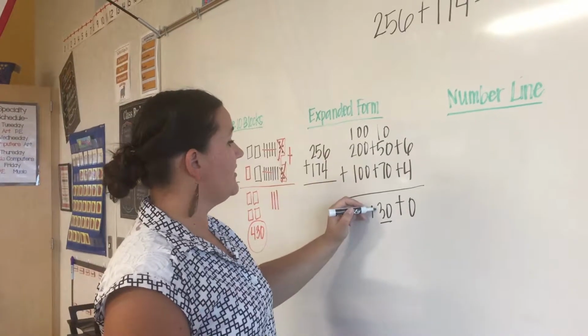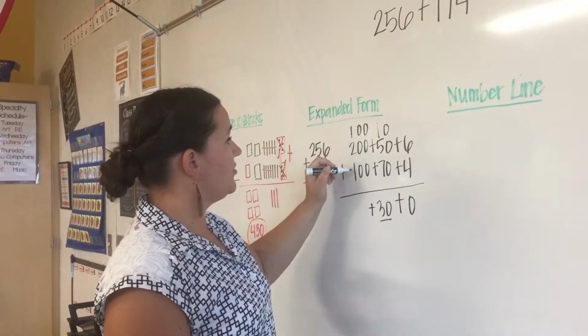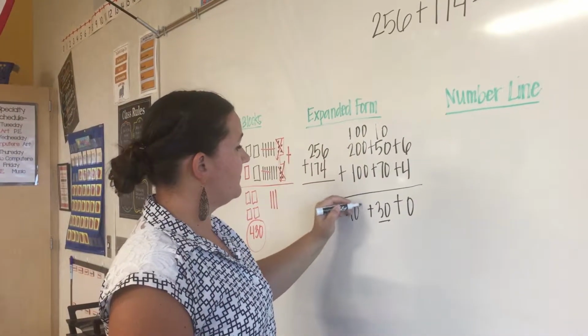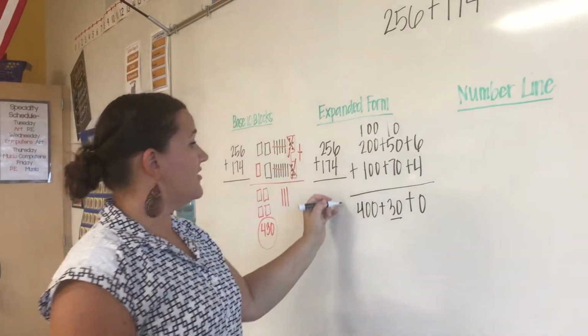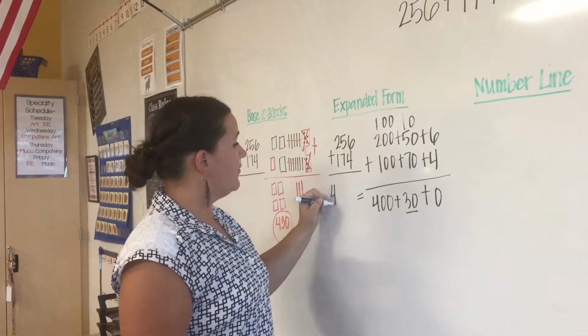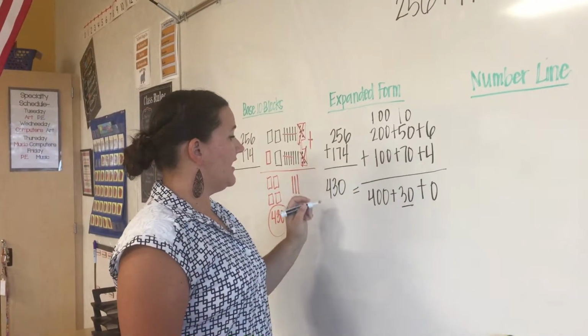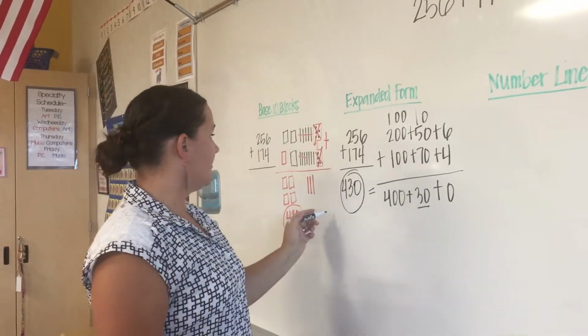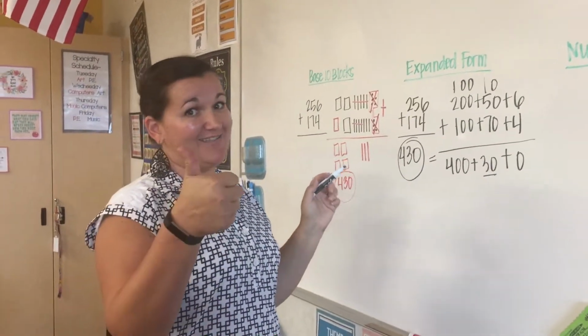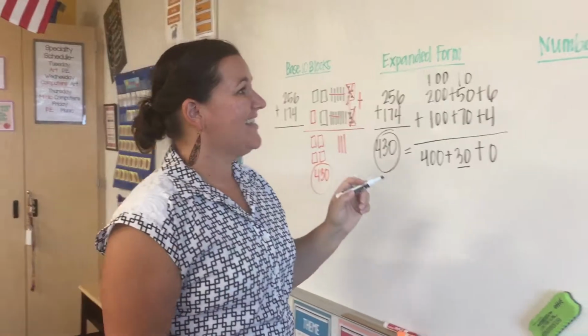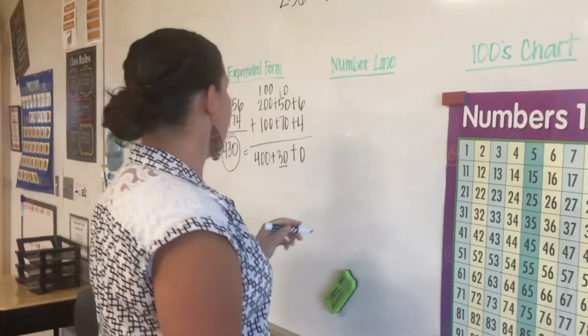Now add my hundreds. 100 plus 200 plus 100 is 400. My answer is written in expanded form here. I'm going to squish it back down to standard form and I get an answer of 430, which matches my base 10 picture here. Nice. So I think I have the right answer. Good job. Let's take a look on the number line.